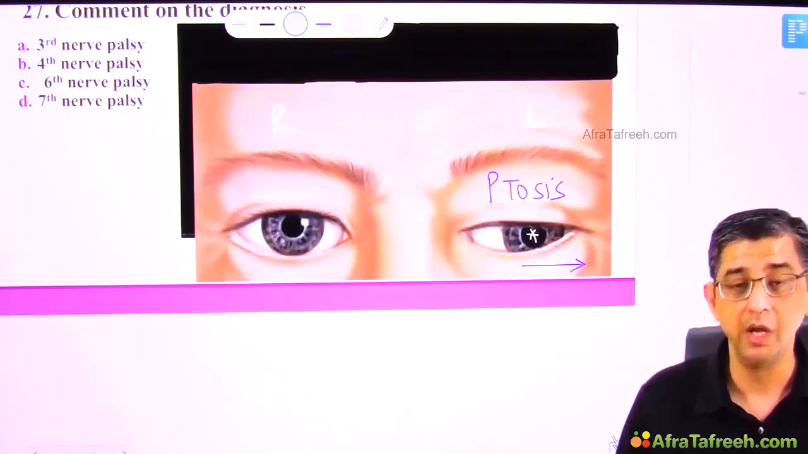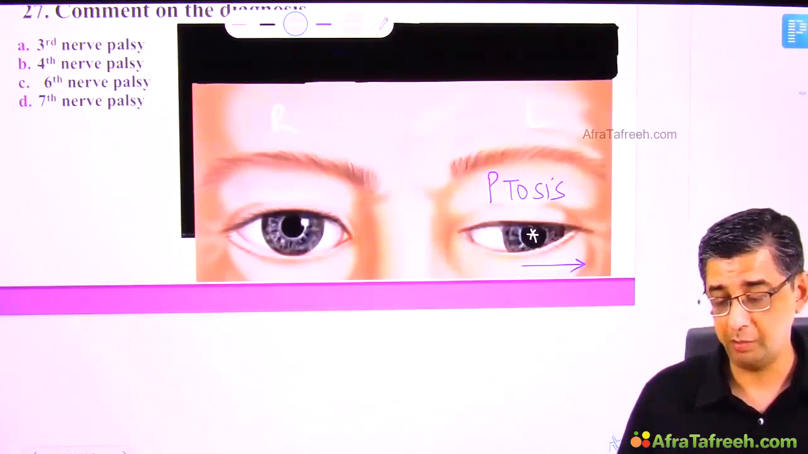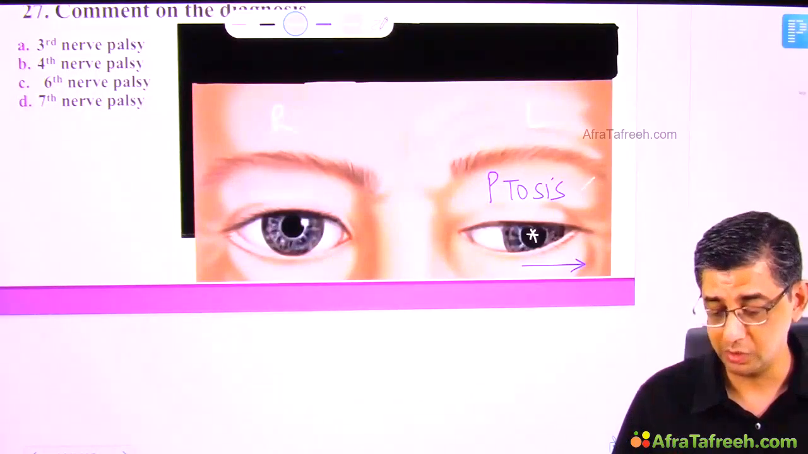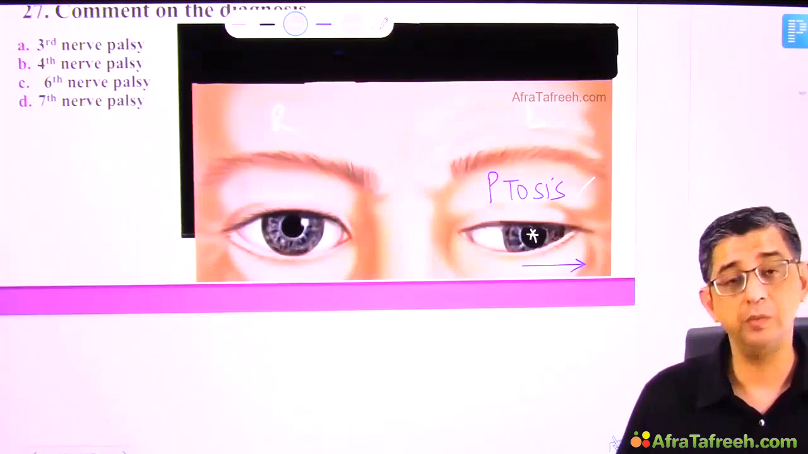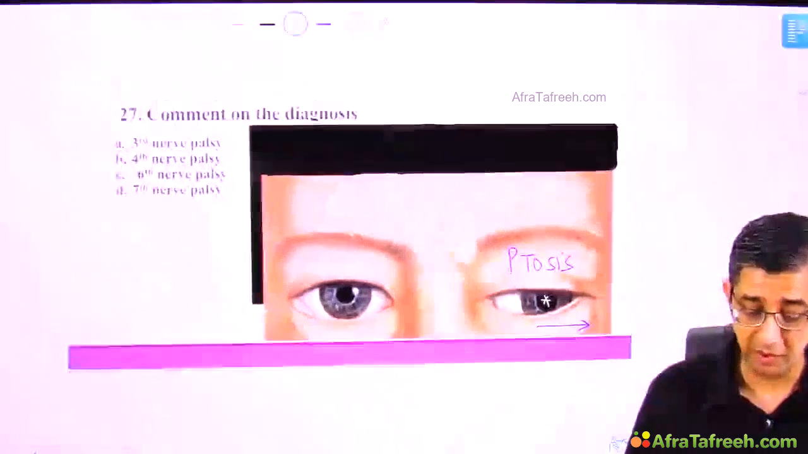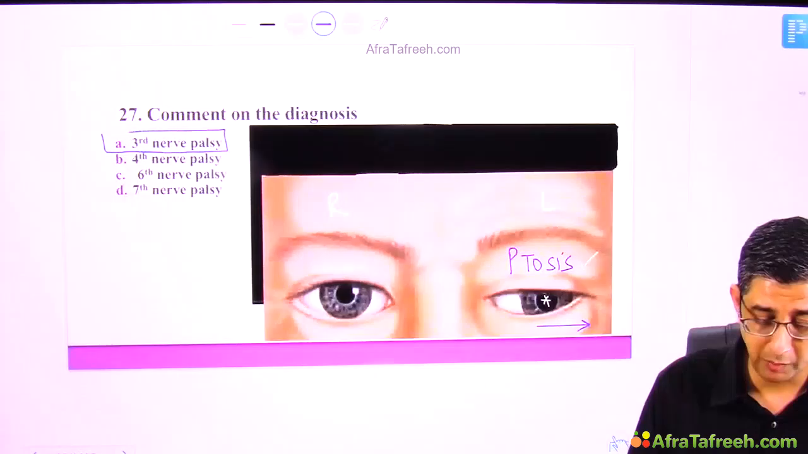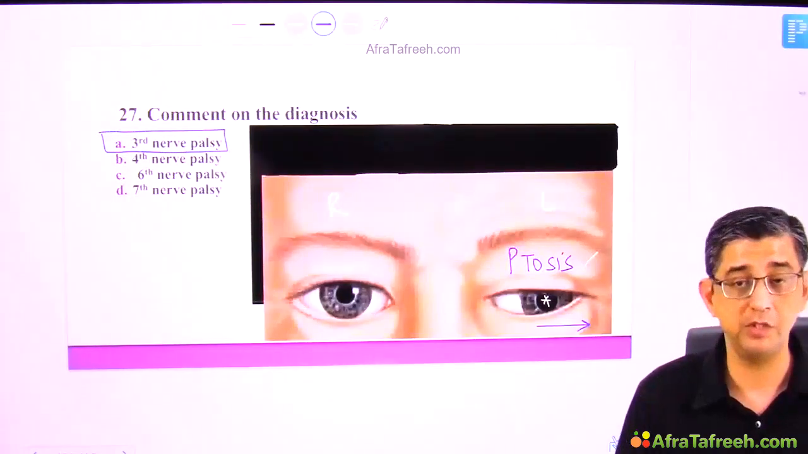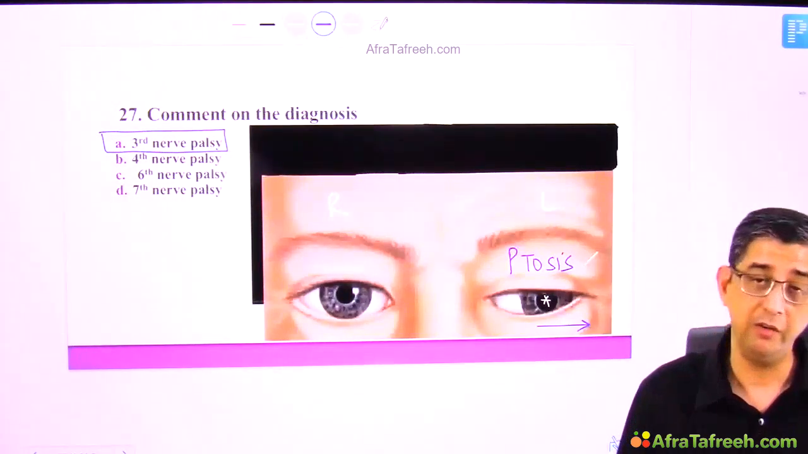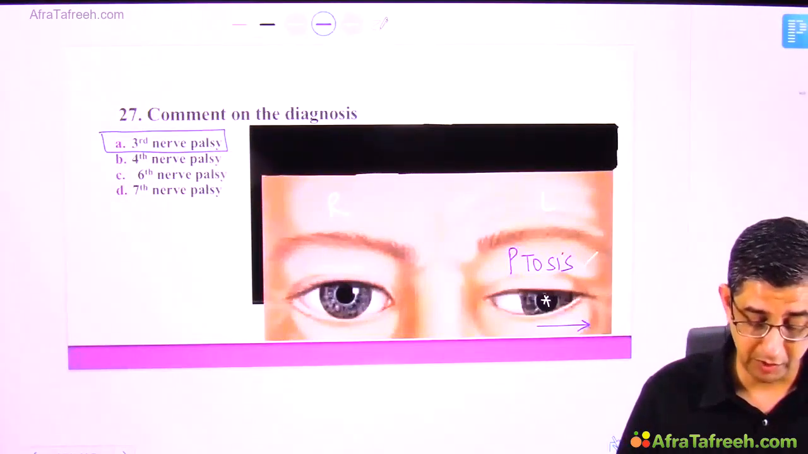So there are three findings present: narrowed palpebral aperture highlighting the ptosis component, and a divergent squint present in the patient, which favors the diagnosis of third nerve palsy. You see levator palpebrae superioris is gone, medial rectus is gone, and that is why the divergent squint has developed in this person, who will also have a sluggish reflex to light.